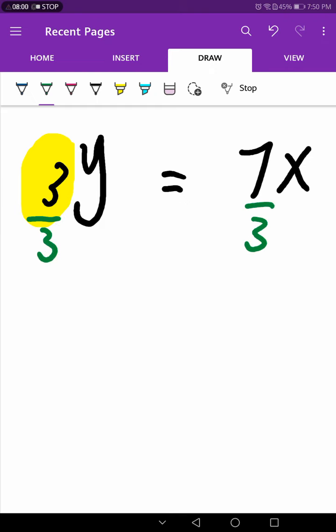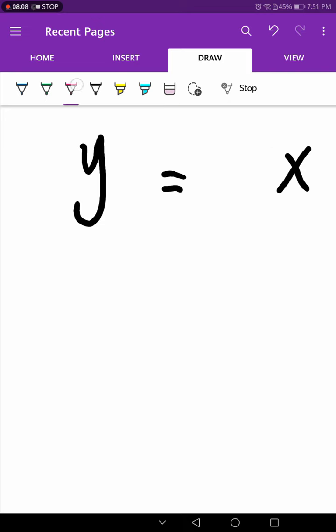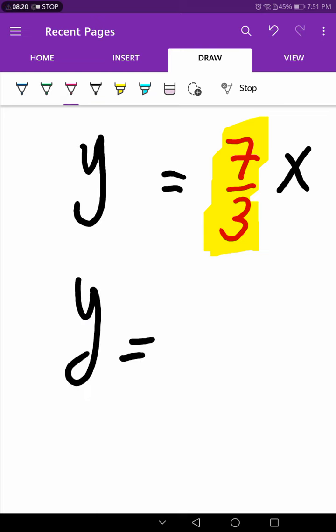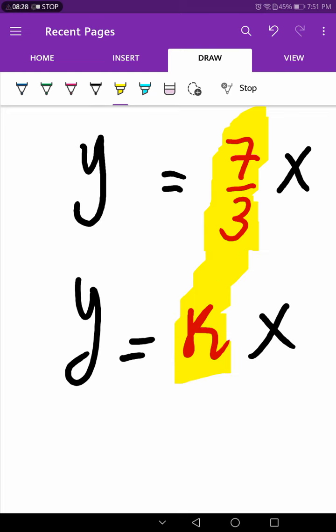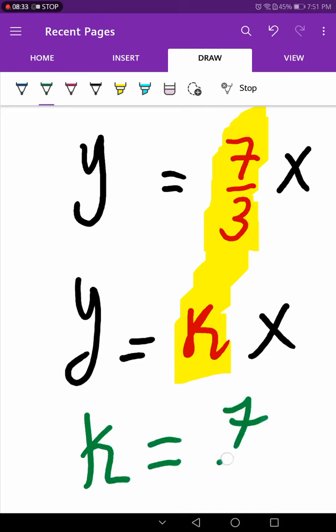Divide by 3. The y comes alone and happy, and 7 over 3. You can keep it 7 over 3, my dear student. Don't touch it. Keep it as an improper fraction. So compare it with y equals kx. You find out the k equals 7 over 3. So you write the constant of variation equals 7 over 3, my teacher. And you are good now.